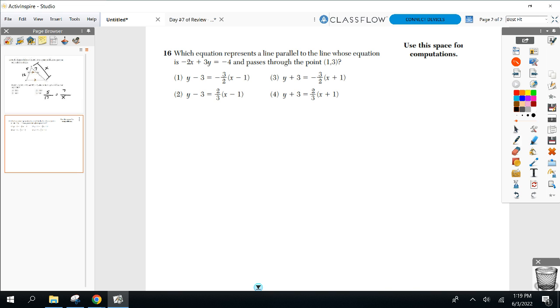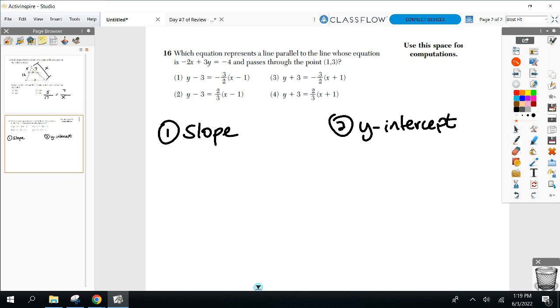All right, so if you're asked to write an equation of the line, you need two things. You need the slope and you need the y-intercept. And if we're using symbols, m and b, and y equals mx plus b. All right, so let's talk about the slope.